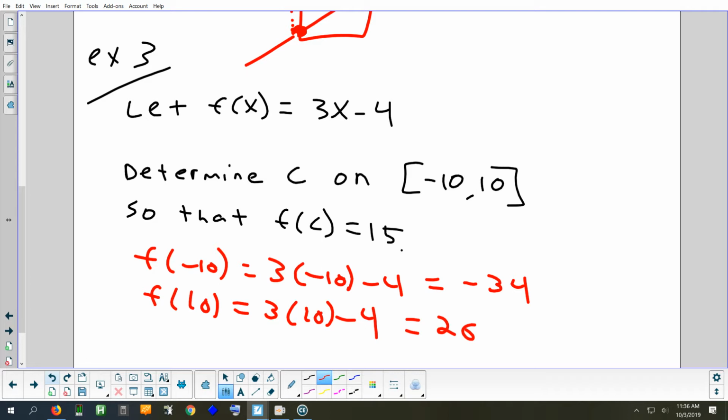Now the question is, where do you hit it? That's what part C is. They want to know where. So where would I put in 15 in that formula to find out the x value that I plug in to get 15?